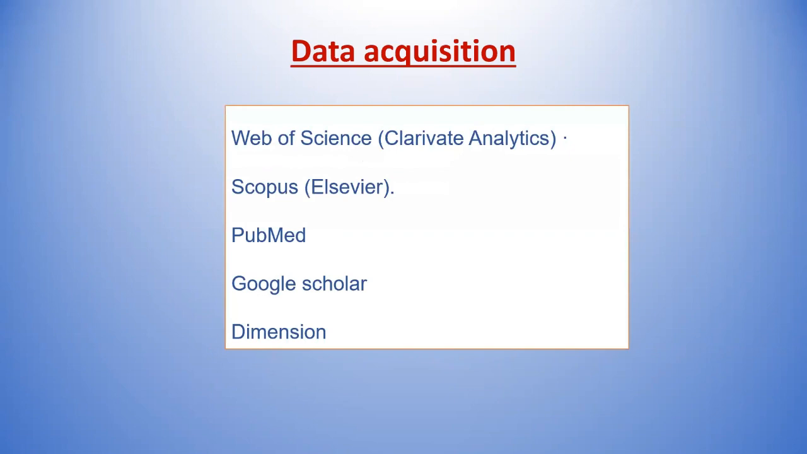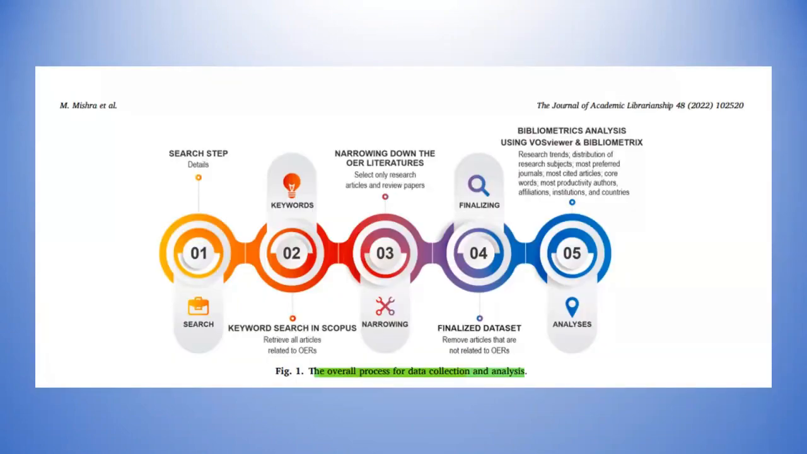There are several databases, such as Web of Science, Scopus, PubMed, Google Scholar, Dimensions, and many others. More specifically, Web of Science and Scopus are good sources of data, where we can find long time-span data as well as good quality data. How can you get the data or refine the data?